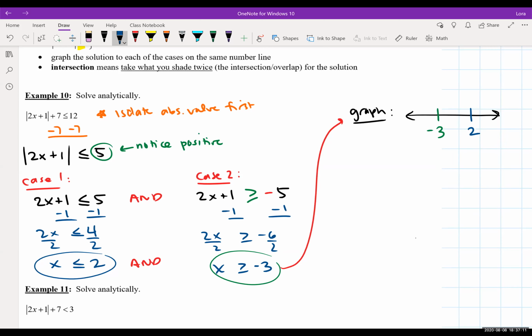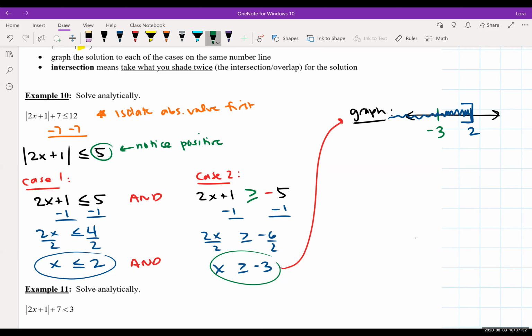So graphing, x is less than or equal to 2. That would mean that I would be shading to numbers that are smaller than 2. So I'm going to be shading to the left of 2. And less than or equal to means I have a bracket on the 2, facing always the way you're shading.